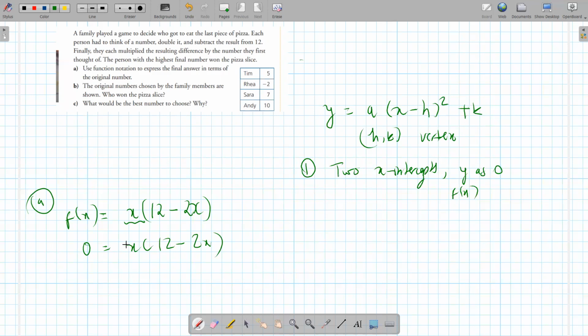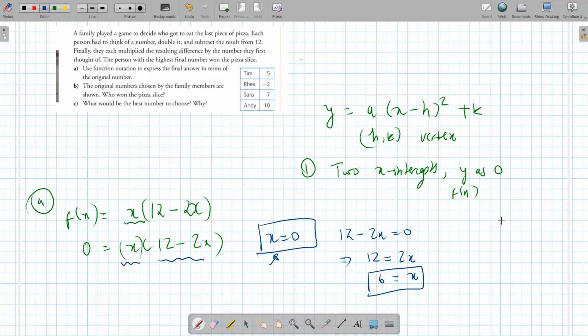So that's pretty easy. When you have a quadratic like this and you're trying to solve it for 0, you need to set the individual brackets equal to 0. So you either have x equals 0, that's our first x-intercept, or you have 12 minus 2x equals 0. Once we solve this for x, we'll have our second x-intercept. So I'm just going to add 2x on both sides, and then divide by 2. So our second x-intercept is 6. So those are our two x-intercepts, 0 and 6. Okay?